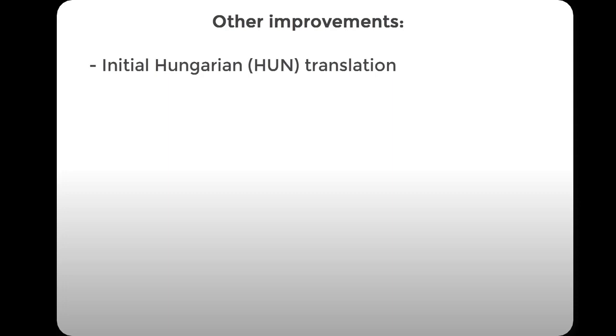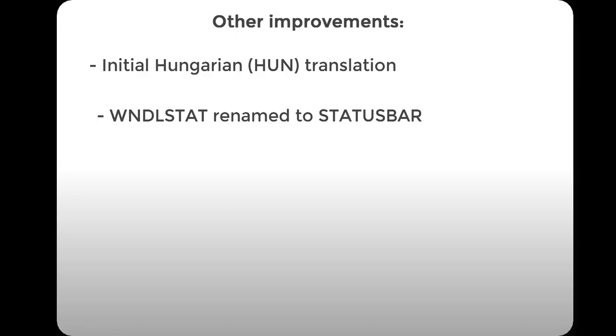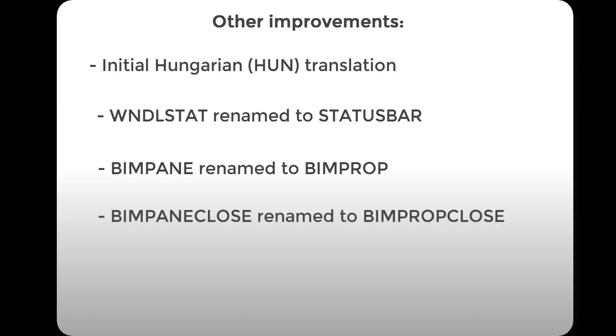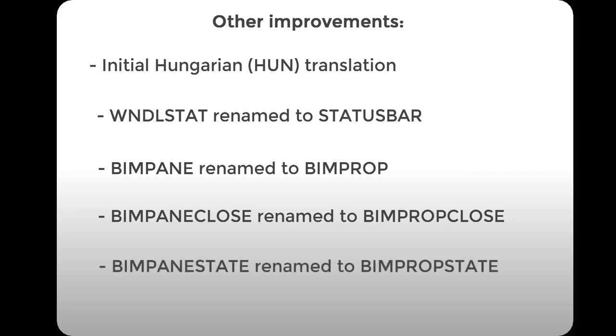And at the end, I want to briefly mention all other improvements. Initial Hungarian translation of IntelliCAD is available now. WNDLSTAT system variable renamed to STATUSBAR. BEAMPANE command renamed to BEAMPROP. BEAMPANECLOSE command renamed to BEAMPROPCLOSE. And BEAMPANESTATE system variable renamed to BEAMPROPSTATE.